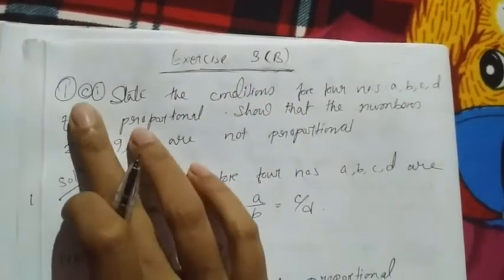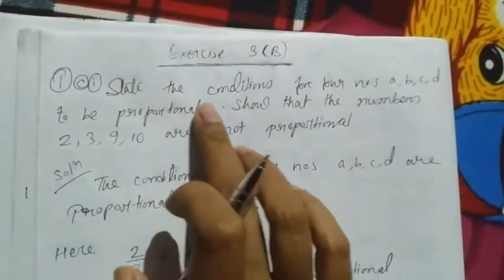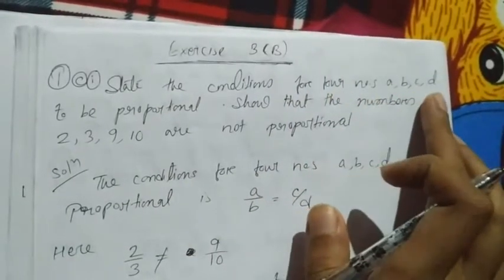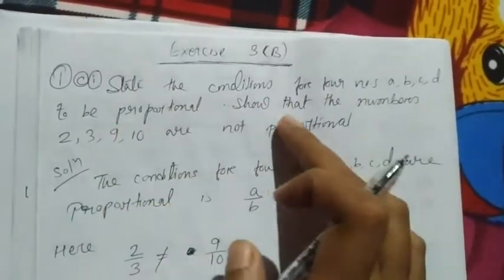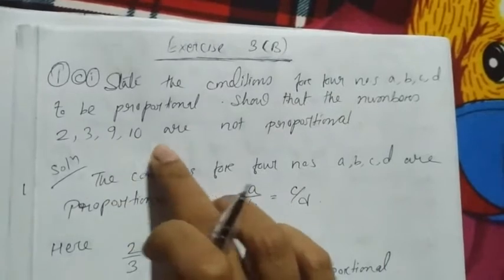Exercise 3B, question number 1C1. State the condition for four numbers A, B, C, D to be proportional. Show that the numbers 2, 3, 9, 10 are not proportional.